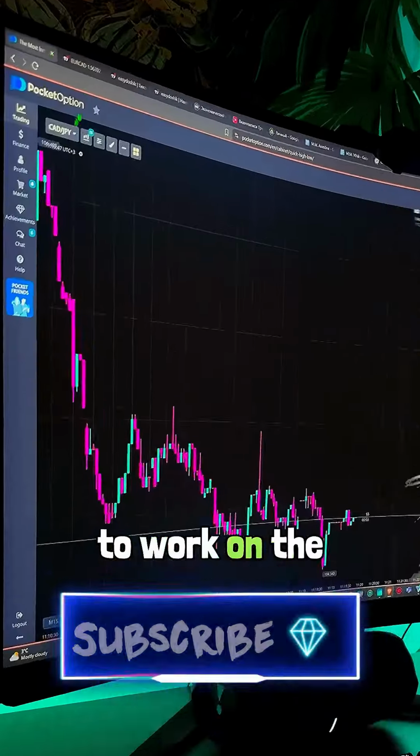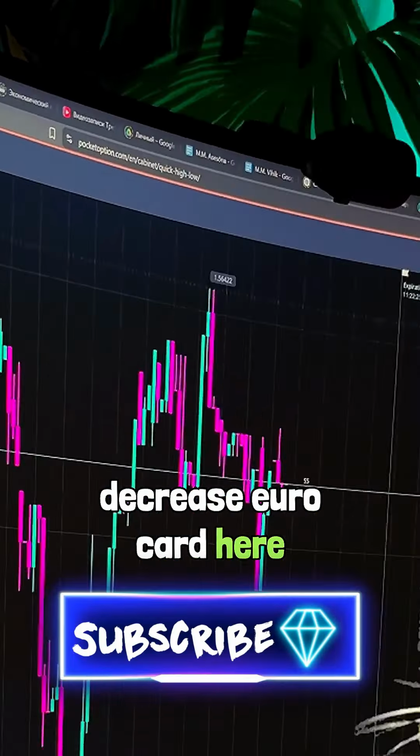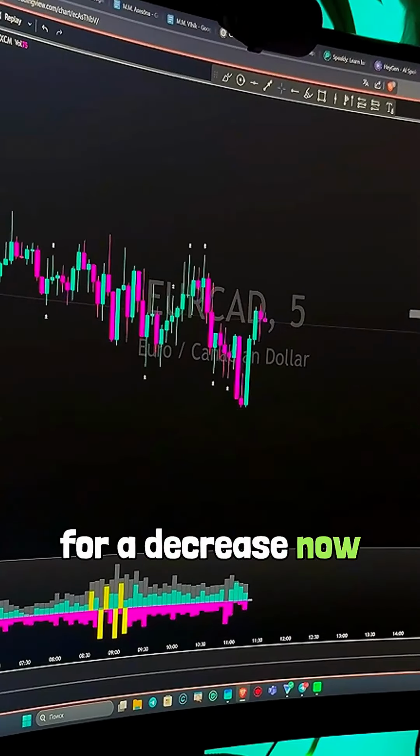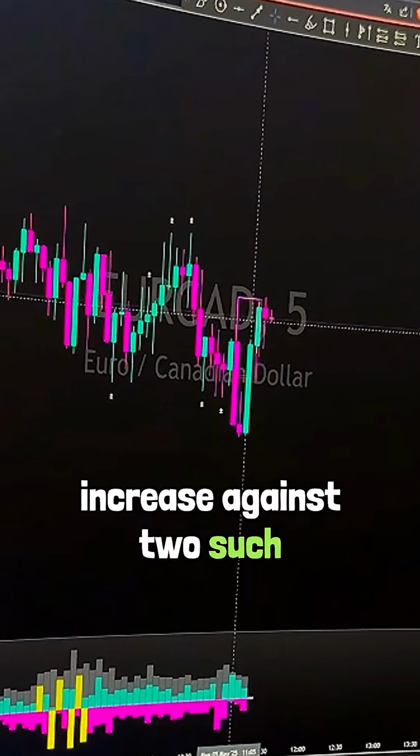So I would like to work on the EuroCAD for a decrease. EuroCAD here once, here twice. I'll explain why I'm entering for a decrease now and not for an increase against two such good candles.